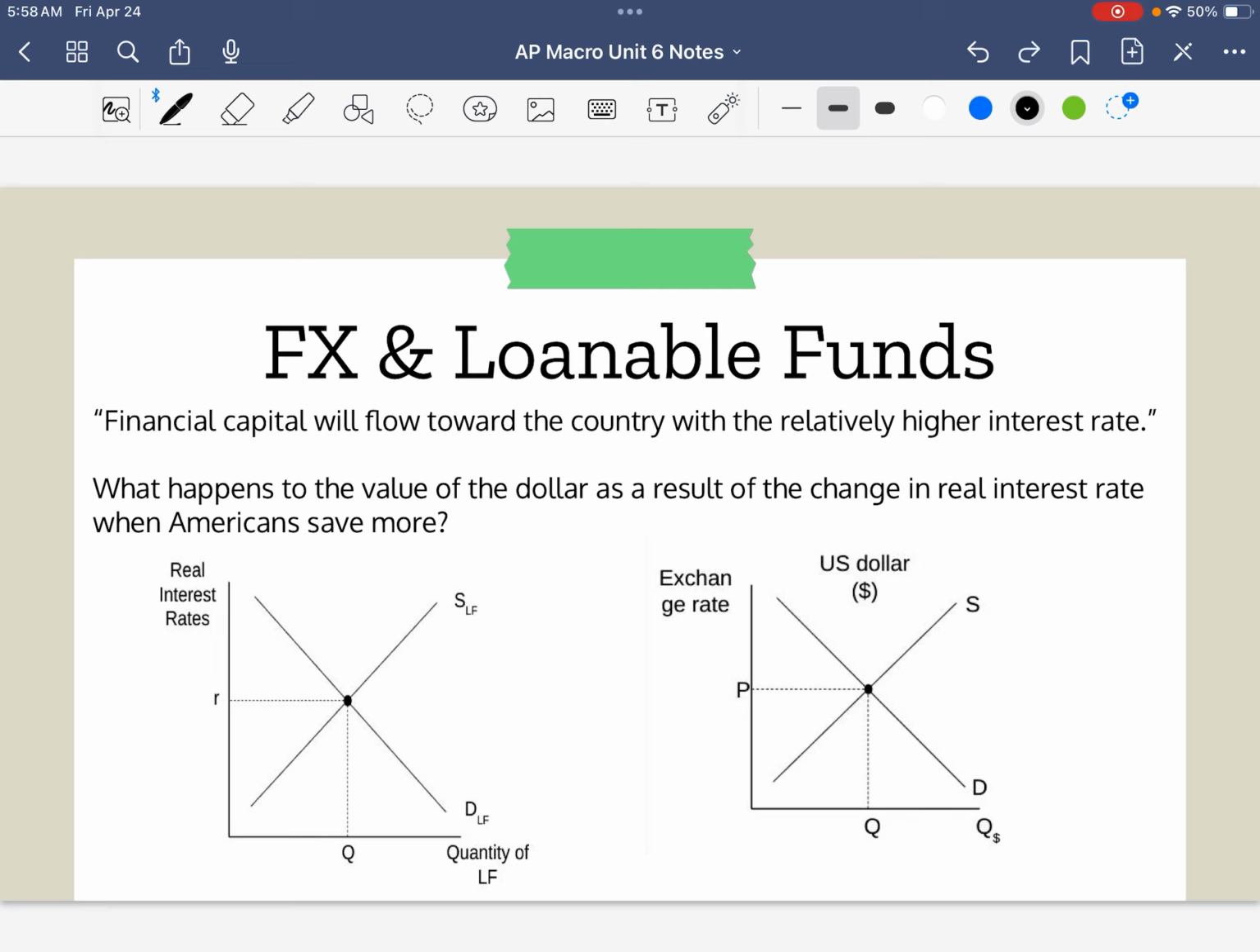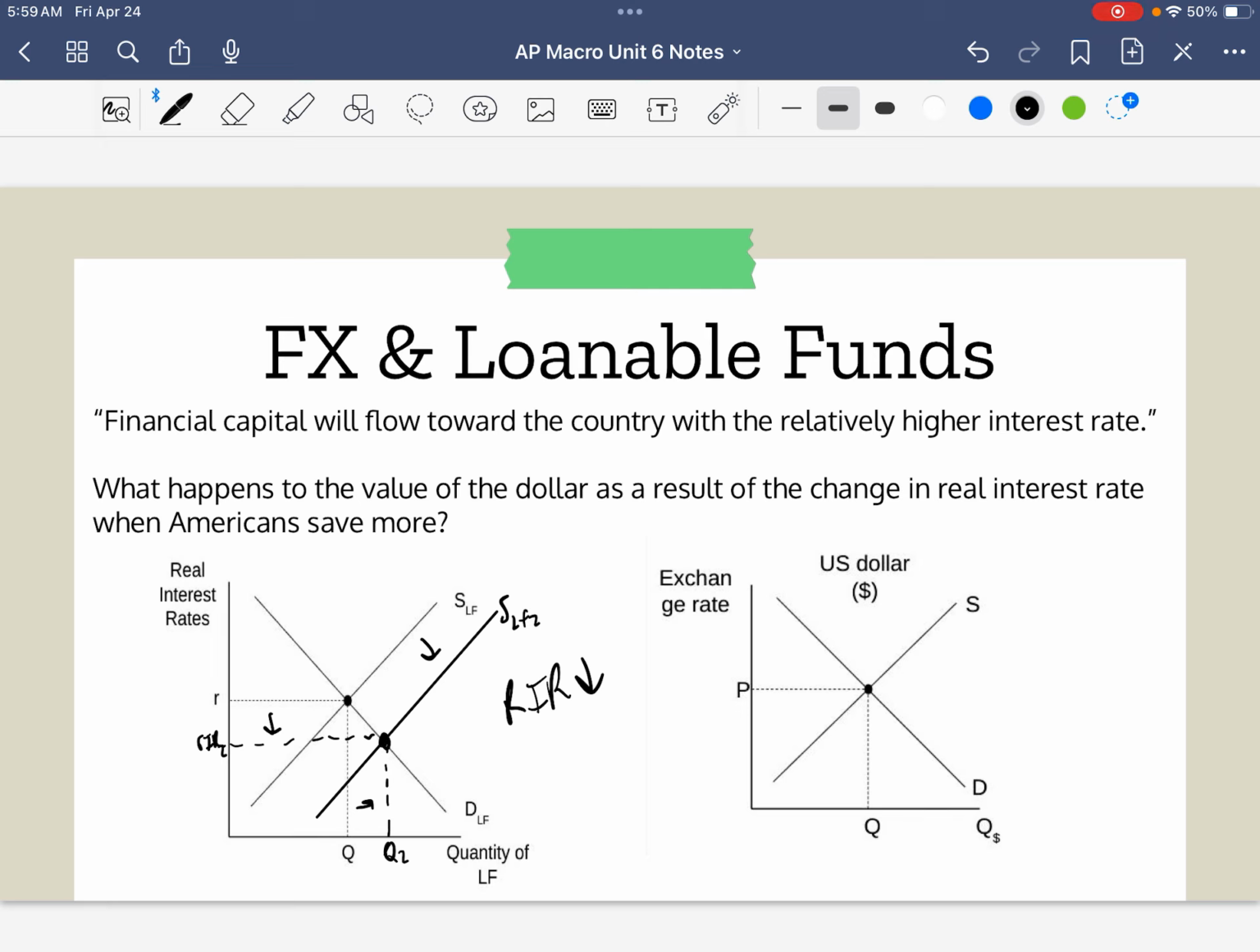Increase the supply of loanable funds. Supply of loanable funds 2. We're going to get a new real interest rate, which went down. And a new quantity that went over. Okay? So in this scenario, because real interest rate went down, according to the curriculum, financial capital will not flow towards the United States. So how does this impact the exchange rate of the dollar?